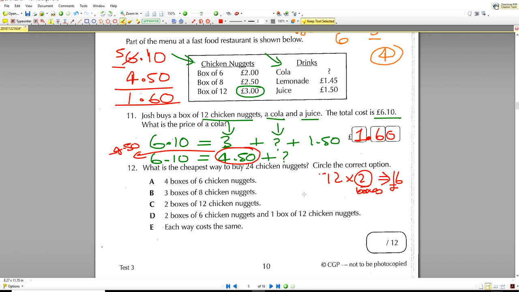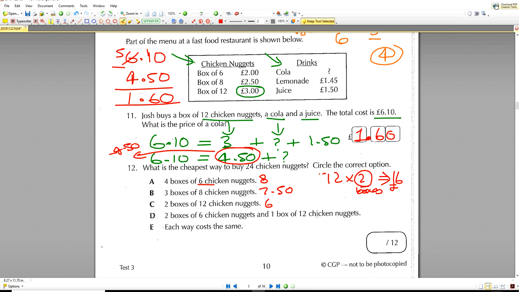Okay, for question number 12, now we have to look at the other combinations. 4 boxes of 6 chicken nuggets. Well, 4 of those will give you £8. That's already more expensive. 3 boxes of 8, that'll be 3 times £2.50, that's £7.50. And this one is going to be £6.